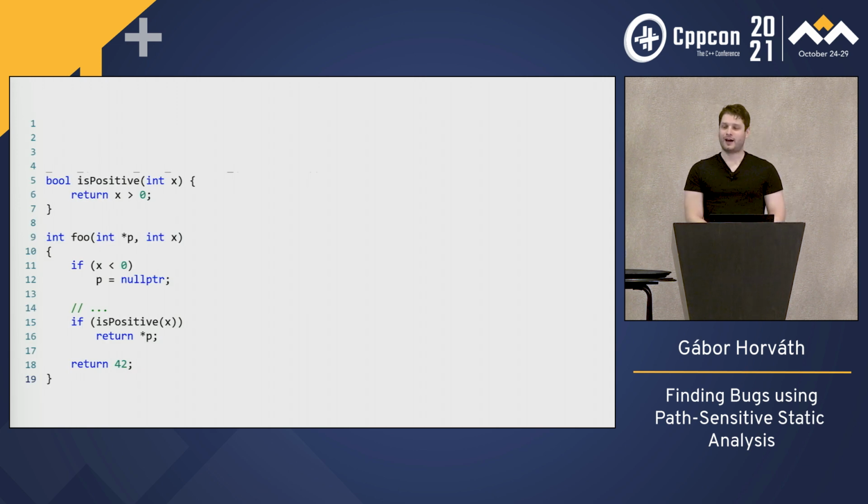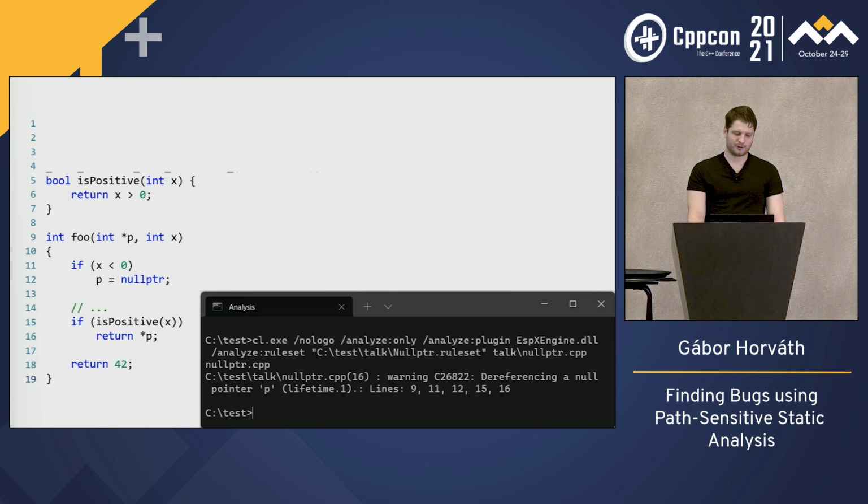So finally, I wanted to show you an example. When can path-sensitive analysis go wrong? So here is a code snippet, and in this code snippet, I would like to find a null pointer reference. So I run the static analyzer in MSVC on this code, and I will get an error. And if I look at this error closely, something might be suspicious, because this is a false positive.